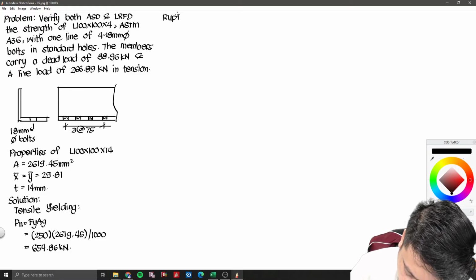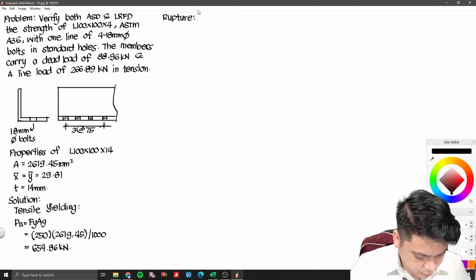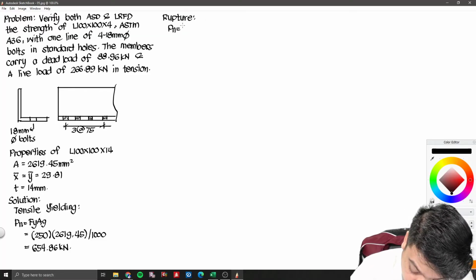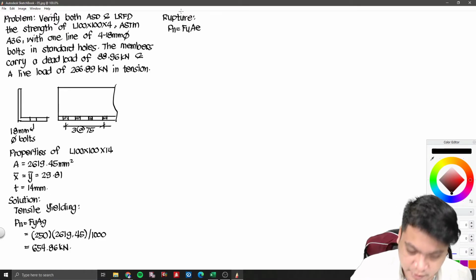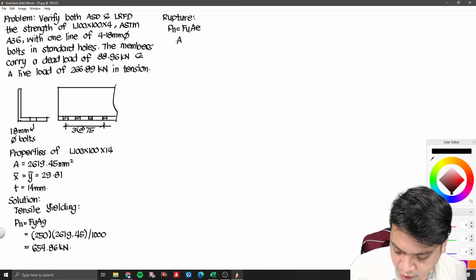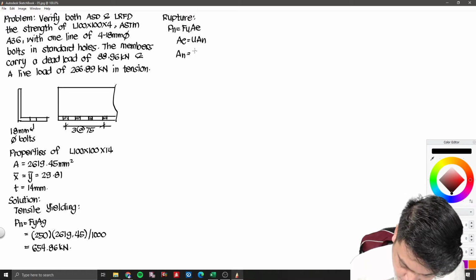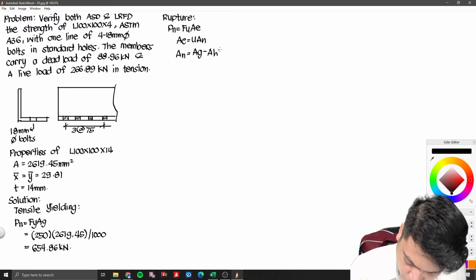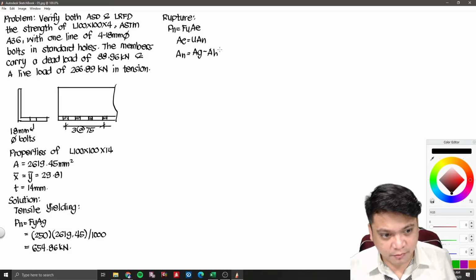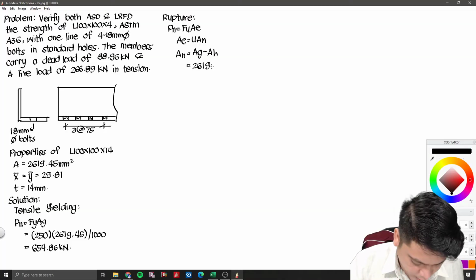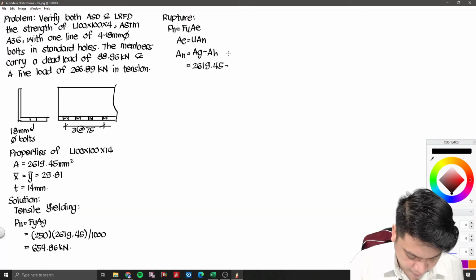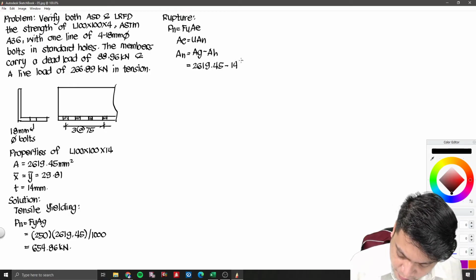And then let's check now for the rupture. On the rupture strength, we will have Pn equals to Fu multiplied by the Ae. Because Ae equals U multiplied by the An, let's find An first. The An is the gross area minus the area of the hole. There is no S squared over 4g multiplied by t because we have no staggered holes. So, we have 2619.45 minus, we only have one hole, 14 multiplied by 18, and I will add here 3 mm.